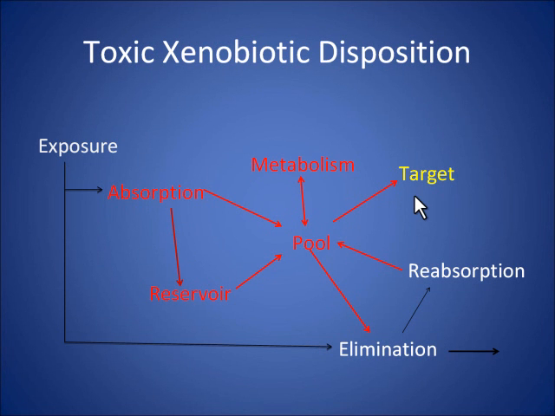Toxicity may result if the xenobiotic or a toxic metabolite reach a critical target that is modified in such a way as to disrupt homeostasis. Alternatively, the unbound parent xenobiotic and/or its metabolites may accumulate in a non-target tissue, which would be called the reservoir, or be eliminated from the body by a number of routes, the major one being the urine.